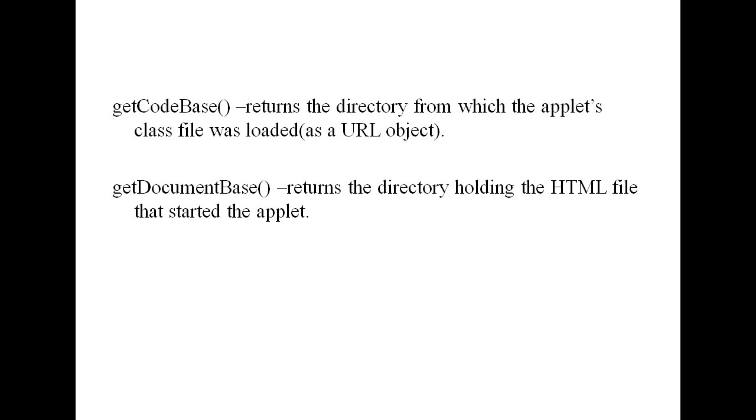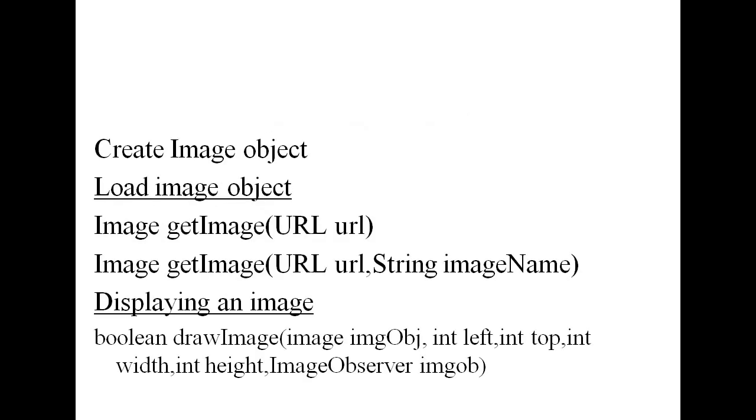So for getting the HTML file URL where our actual image file is, that particular HTML file URL is retained by getDocumentBase. So first we create an image object, using the class Image. Then we load the image object by using the getImage method, then display the image using the drawImage method. So here two different methods are there, getImage and drawImage.